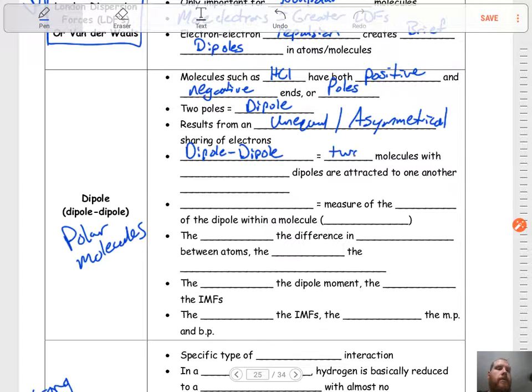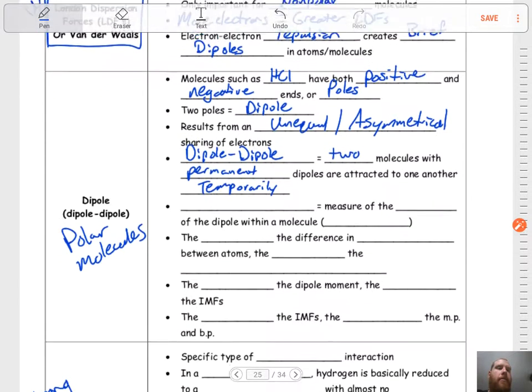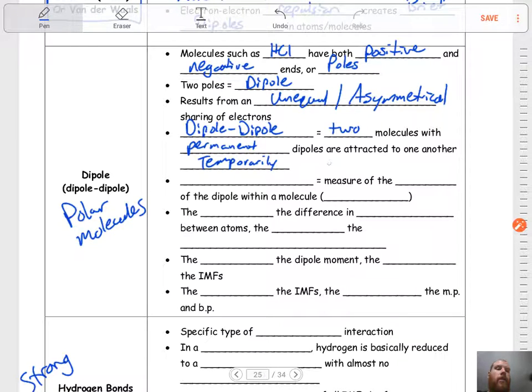So again, dipole-dipole equals two molecules with permanent dipoles, and they're attracted to one another, okay, temporarily. Again, these are not like bonds where it's kind of permanent, where you've had that transfer, that sharing of electrons. It's permanent. It's not going to change unless some other chemistry happens. Here, these are temporary forces of attraction. Now remember, up here, in the London dispersion forces, they're brief dipoles, okay? Very, very brief. Here, these are permanent dipoles, so they're going to be temporarily attracted.